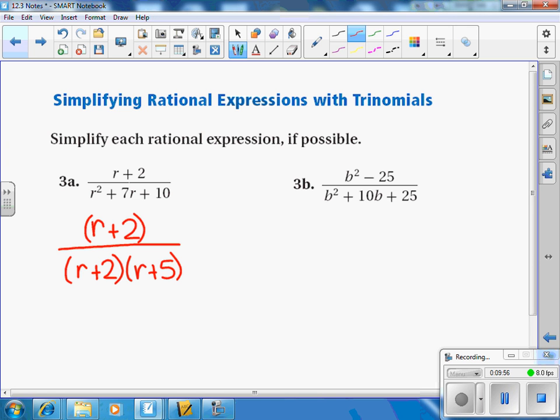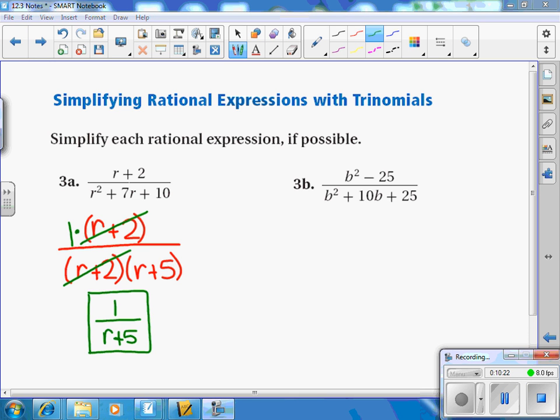And now because everything is multiplied together and both the top and the bottom have an r plus 2, you can cross all of that off. So on the top, we're not left with 0, we're left with 1, because this could be thought of as r plus 2 times 1. So we get 1 over r plus 5. That's as simple as it gets. And because it didn't ask us to find the excluded values, we don't need to worry about that for this problem. If it does ask you to find them, make sure you include them.